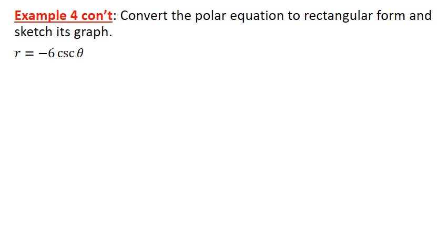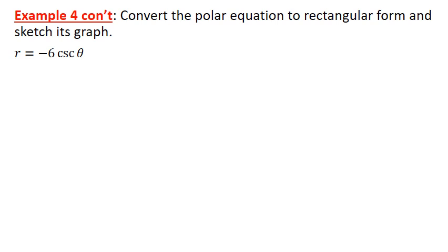Here's a little something else. This one says convert the polar equation to rectangular form. Now this one's slightly different than before because I have cosecant. And so if I take the same approach that I did in the previous example by multiplying both sides by r at first, it's going to get a little hairy. So instead, let's think of another way that we can solve this.